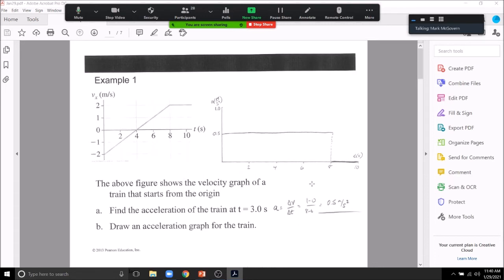And that is the acceleration graph, right? Pretty simple. We're going from velocity to acceleration. We're thinking about our slopes here. All right, any questions about that? Is that clear?